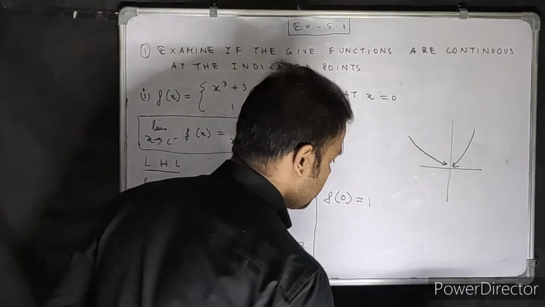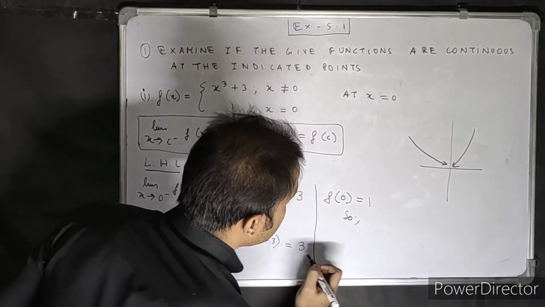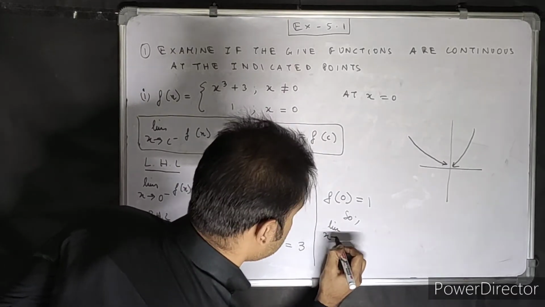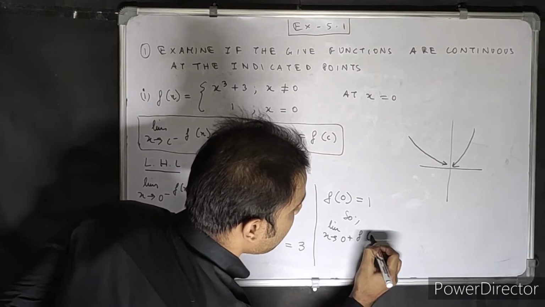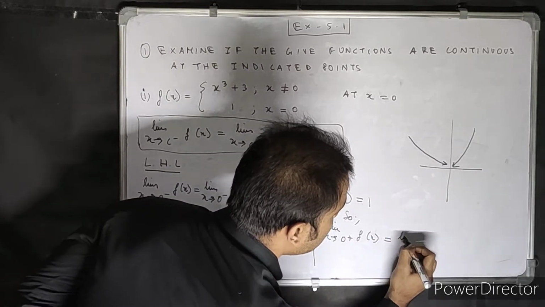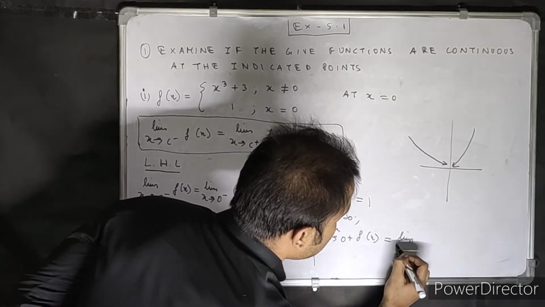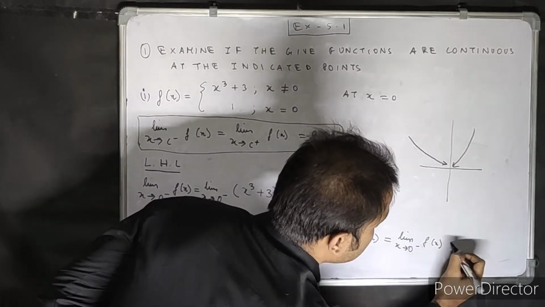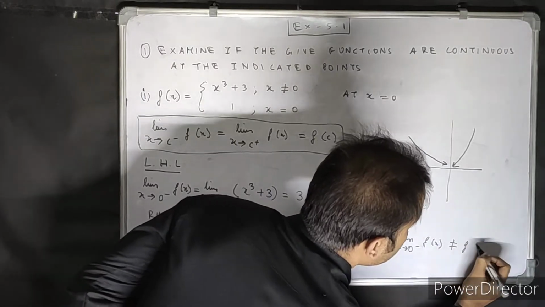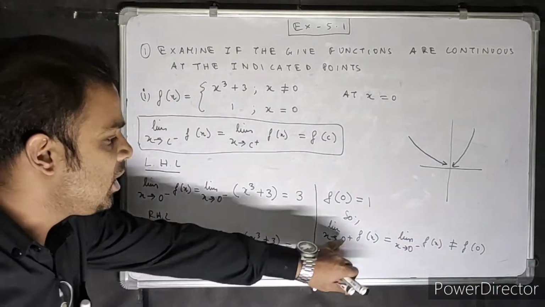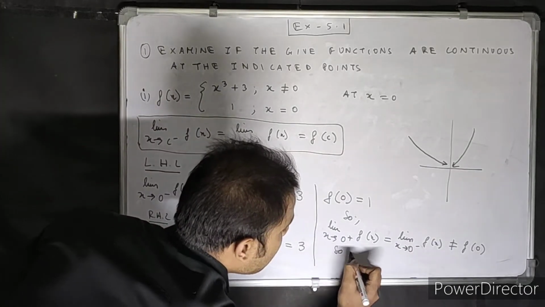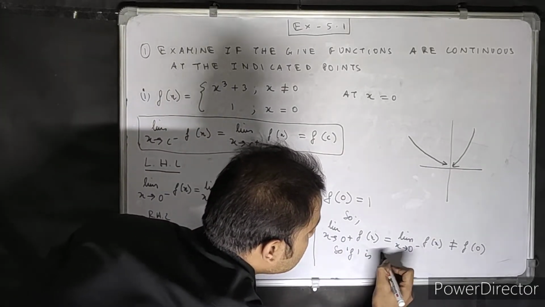It's discontinuous. So you write limit of x tends to 0 positive, f of x is equal to limit of x tends to 0 negative, f of x, but is not equal to f of 0. Both these things are not equal to f of 0. So f is discontinuous.